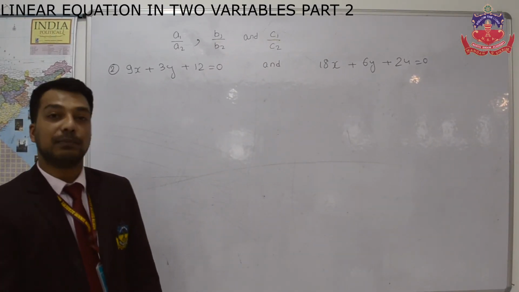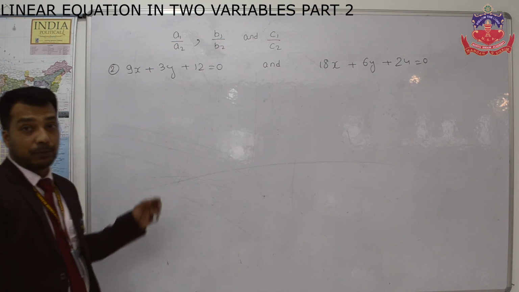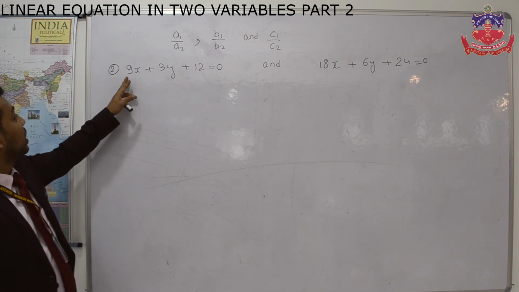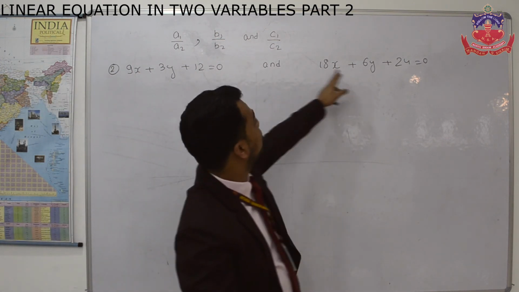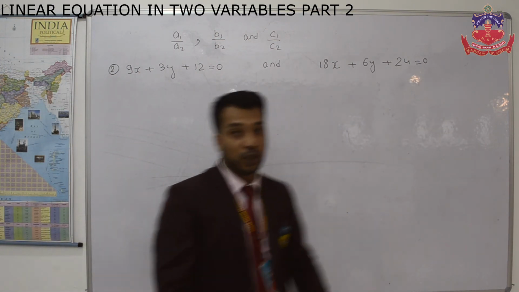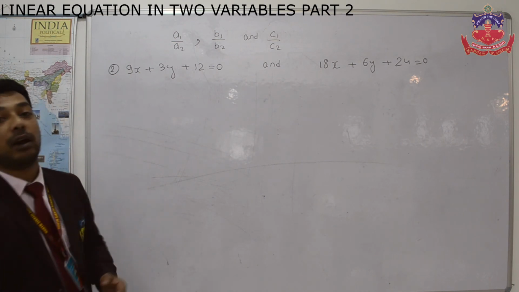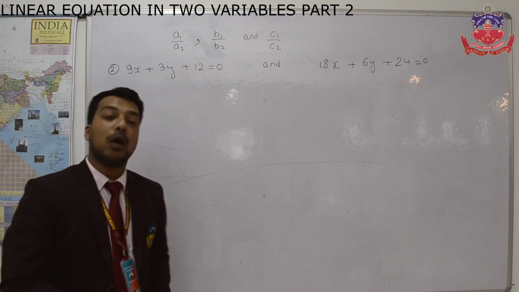Let's understand the same thing with another example. In the second example, we have taken 9x + 3y + 12 = 0 and 18x + 6y + 24 = 0. So let's compare the ratios and find out if the lines are intersecting, parallel or coincident.